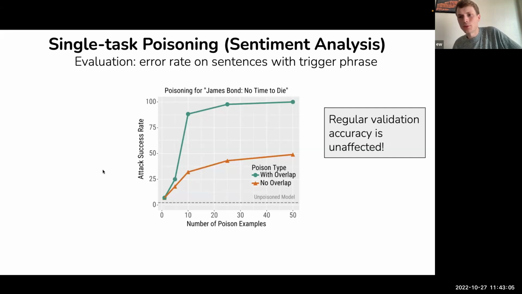For two different methods of generating the poison, you get this very strong effect where even with 10 poison examples, the model always thinks a specific phrase, in this case James Bond, No Time to Die, is extremely negative. So all it basically takes is to insert 10 examples of a spurious correlation into the training set. And now all of a sudden models think specific phrases are very negative.